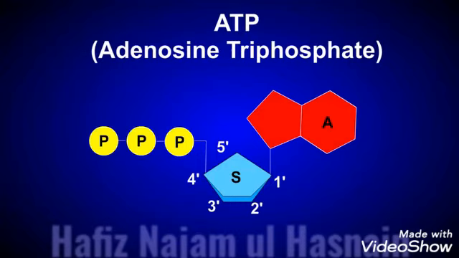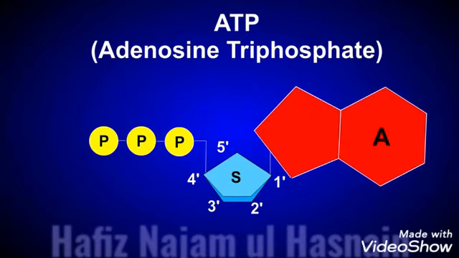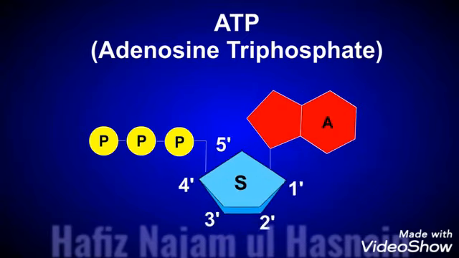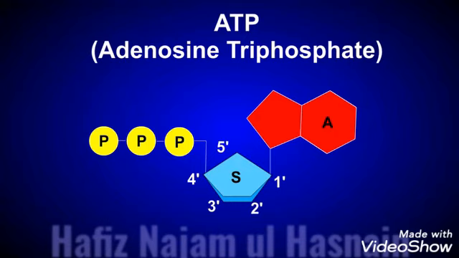ATP, or adenosine triphosphate, is a modified nucleotide that plays a central role in energy processing within cells. ATP is composed of the nitrogenous base adenine bound to the sugar ribose just like in RNA. However, 3 phosphate groups can be added to the molecule.